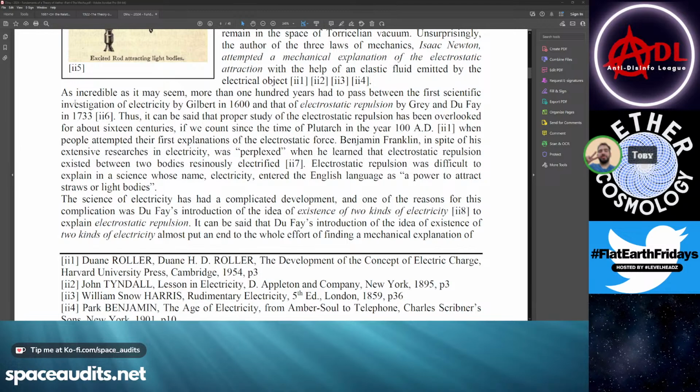Benjamin Franklin, in spite of his extensive researches in electricity, was perplexed, quote unquote, when he learned that electrostatic repulsion existed between two bodies electrified. Electrostatic repulsion was difficult to explain in a science whose name, electricity, entered the English language as a, quote, power to attract straws or light bodies, unquote. The science of electricity has complicated development.